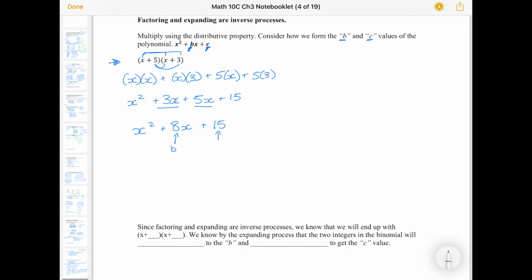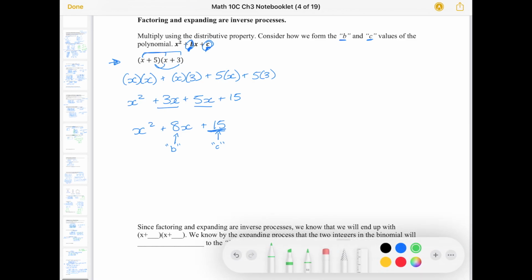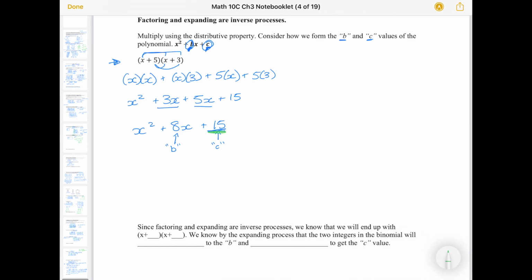So this is b, and this is a c value, right? B is the coefficient in front of the x. C is my constant term. So how am I getting 15? I'm going to change color. I'm going to go into the greens. So 15, I'm going to follow that one up. Well, it's 15 here too. But okay, it's 5 times 3.